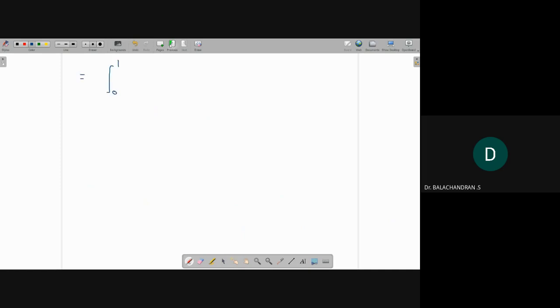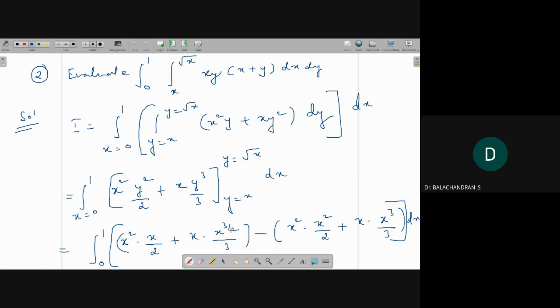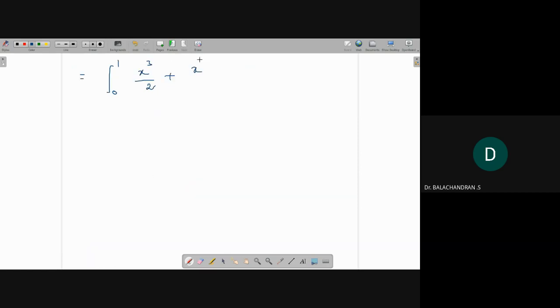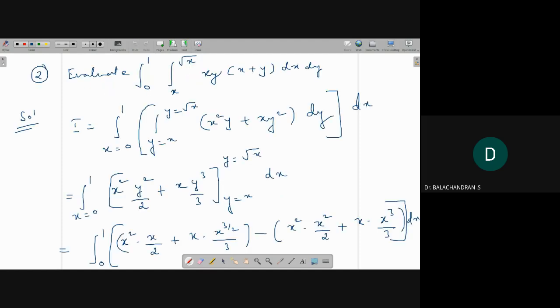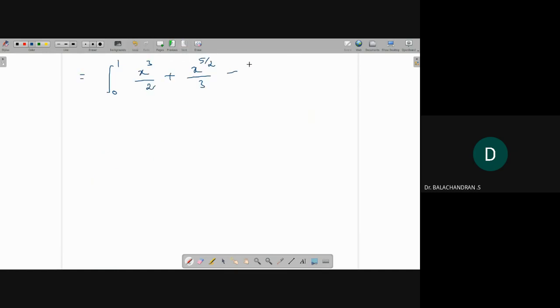Integral 0 to 1 of x cube by 2, and then plus x power 1 times x power 3 by 2, so x power 5 by 2 by 3. Minus x power 4 by 2. This is also x power 4, so x power 4 by 2, and this is x power 4 by 3. If you take LCM 6, you will get 3 x power 4 plus 2 x power 4. So 2 plus 3, 5 x power 4 by 6. So minus 5 x power 4 by 6.